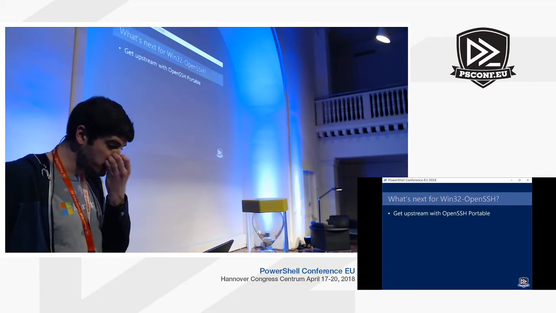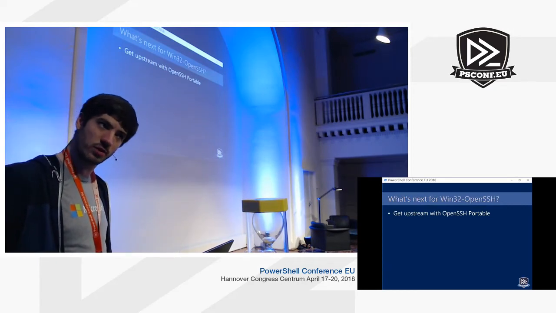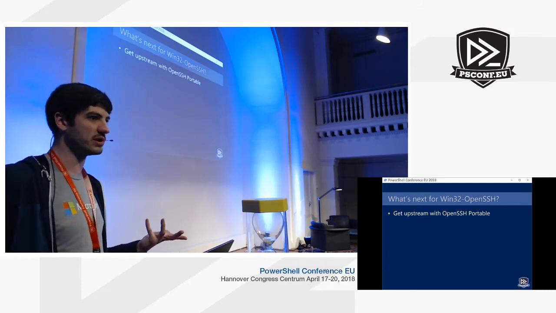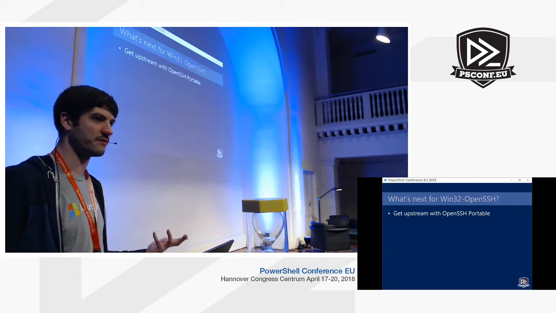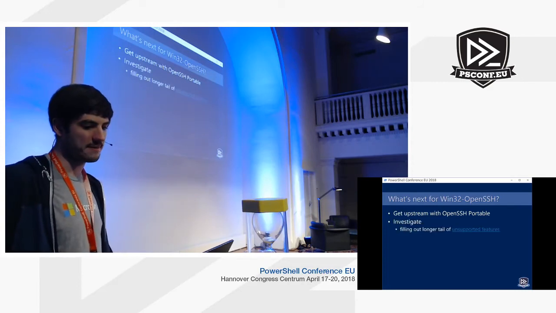So what's next for Win32 OpenSSH? Well, one of them is that we don't want to call it Win32 OpenSSH anymore. We just want it to be the Windows 32 build of OpenSSH Portable, which is the official upstream project. So we've been working with the OpenBSD Foundation to achieve that.